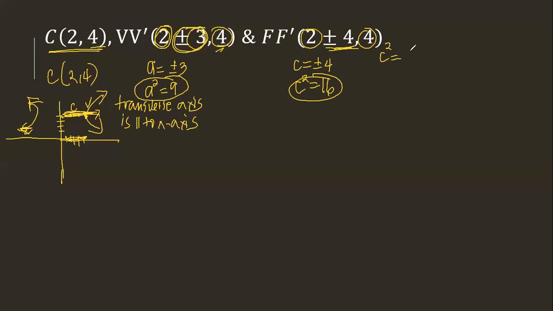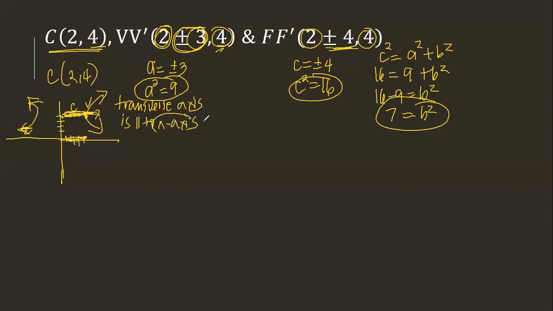So c square is equal to a square plus b square. So c square is 16 equals our a square is 9 plus b square. So 16 minus 9 equals b square, and that will be 7 equals b square. So meron tayong b square. Okay, since that is parallel to the x-axis, we can say that our equation will be x minus h squared over a squared minus y minus k squared over b squared equals 1.